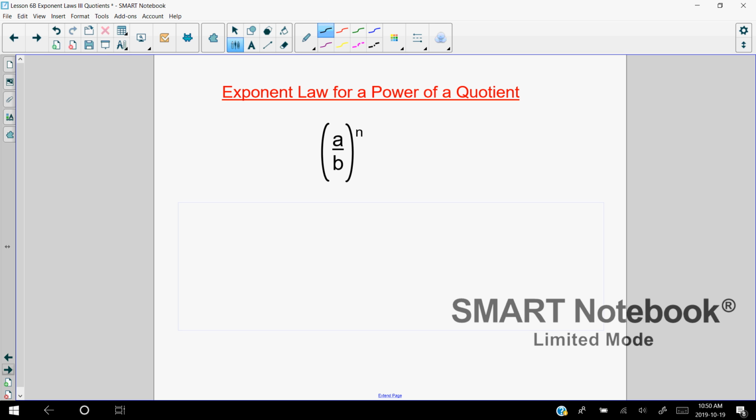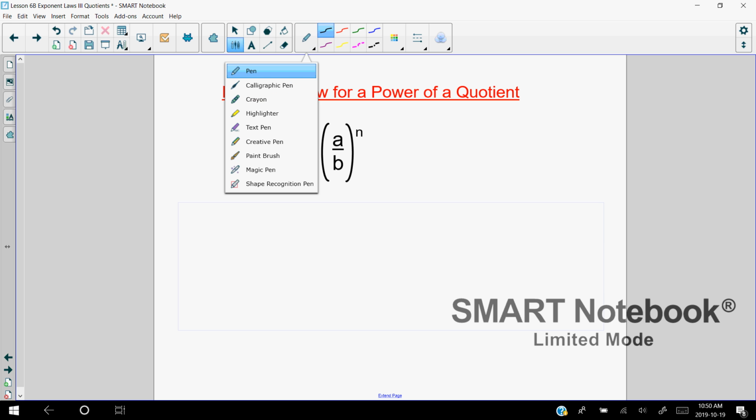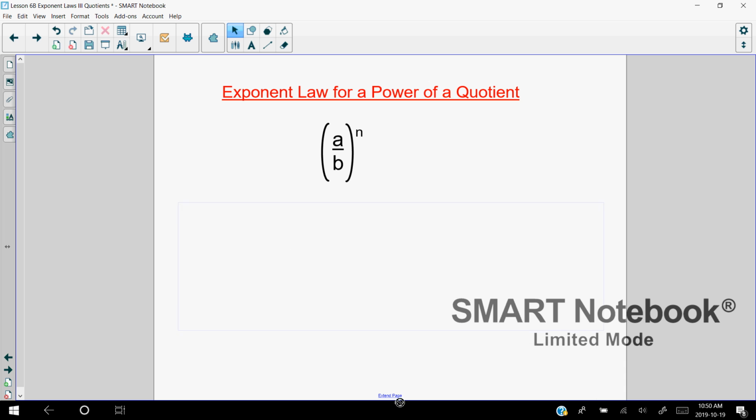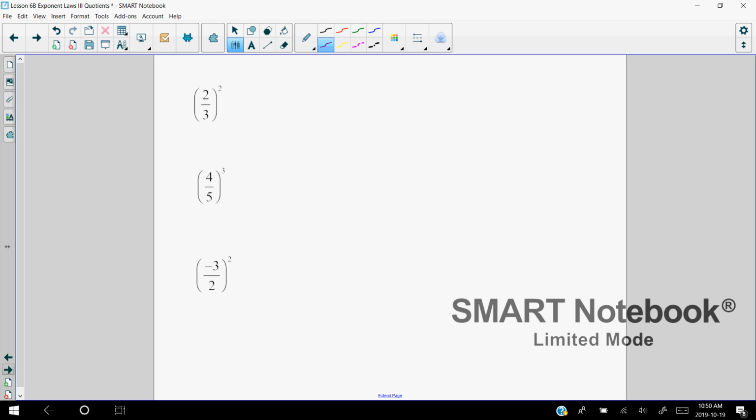So that brings us to our exponent law for a power of a quotient. Okay, here it is. A over B to the power of n is equal to A to the power of n over B to the power of n. So this works with integers, this works with variables, it'll work with anything we want it to. So let's give it a try.